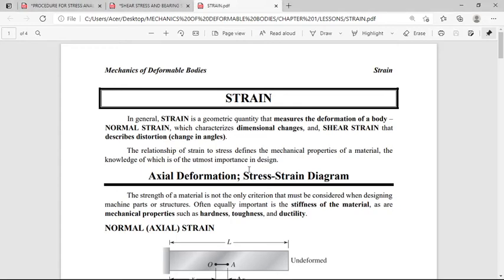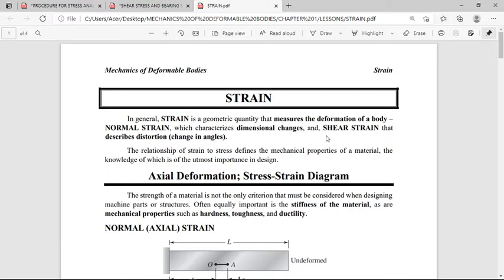So hello everyone, we are now proceeding to our next topic, which is strain. After this topic, we can now proceed to solve problems in mechanics of materials. Doon na natin i-apply itong mga diniscuss natin, through problem solving. So let's begin.